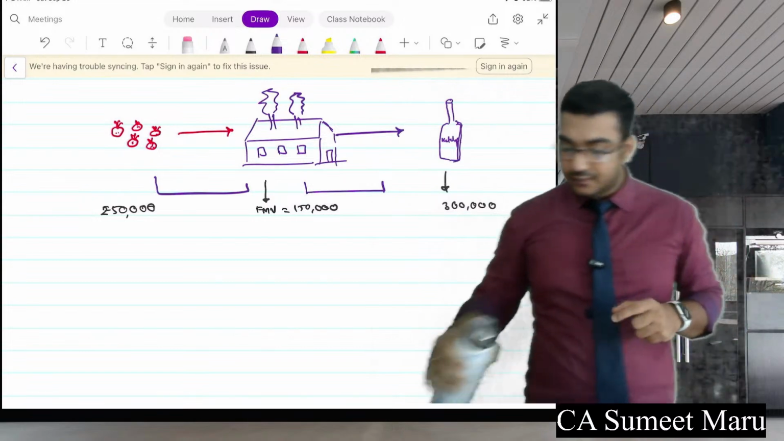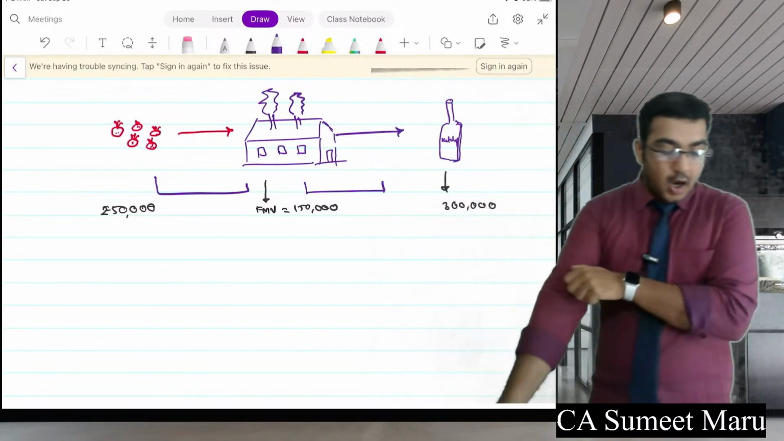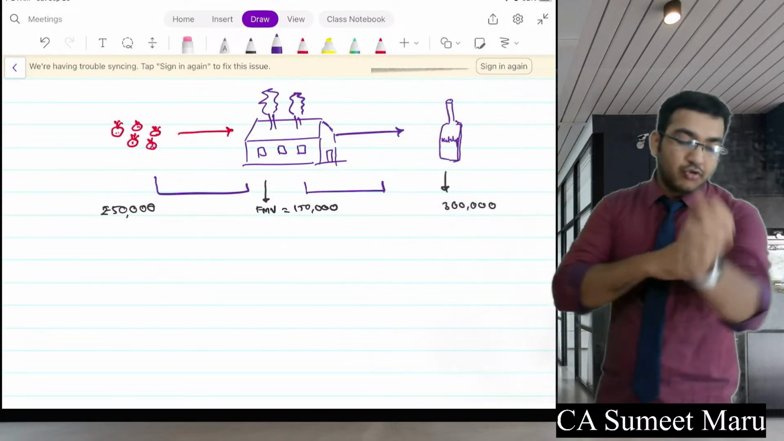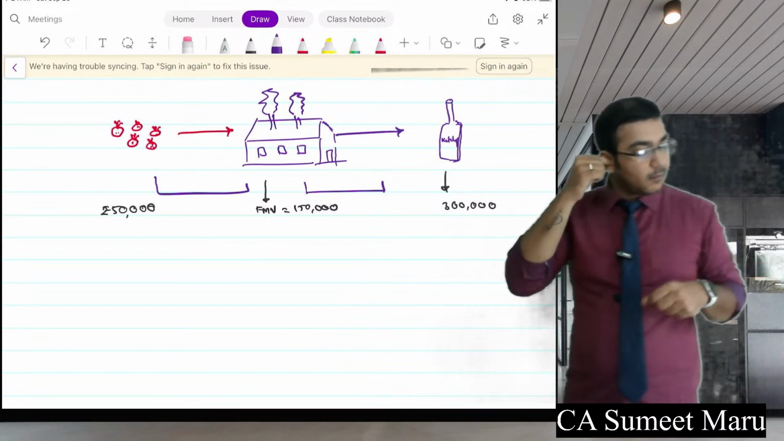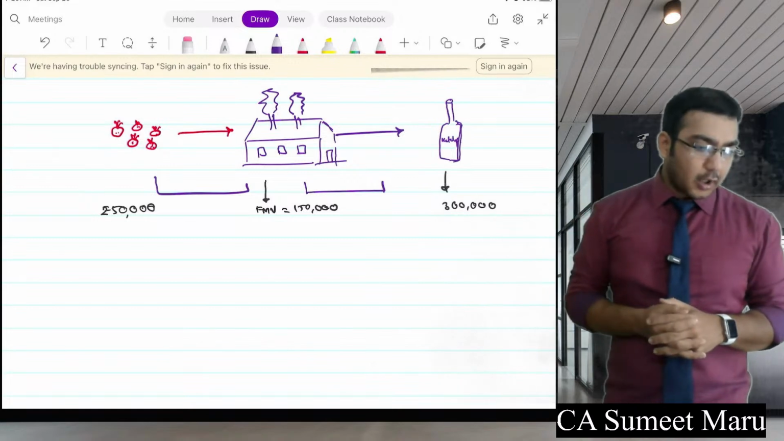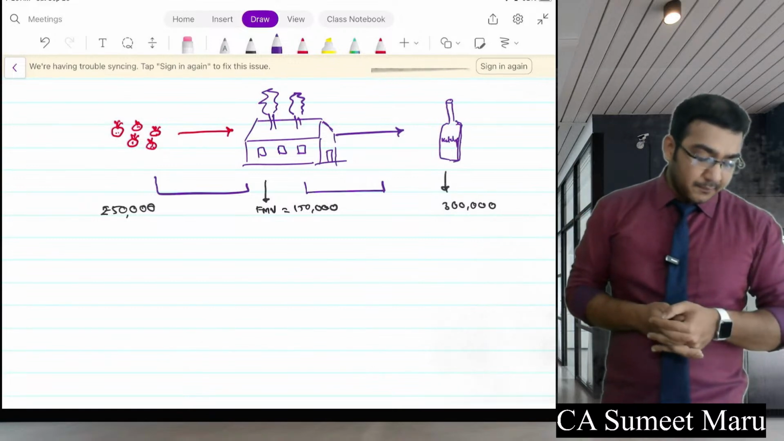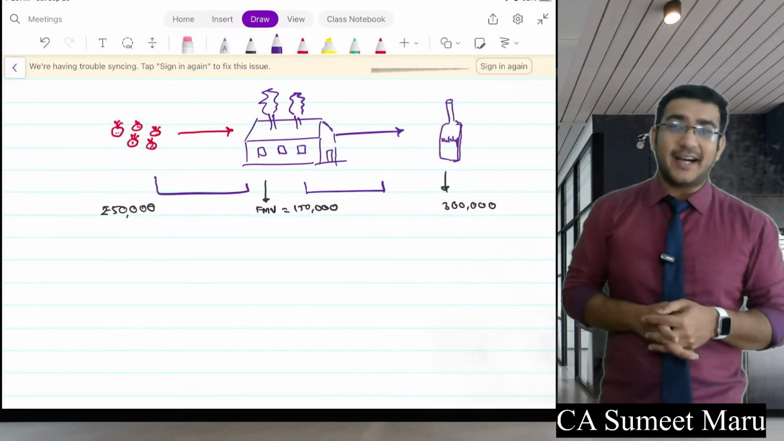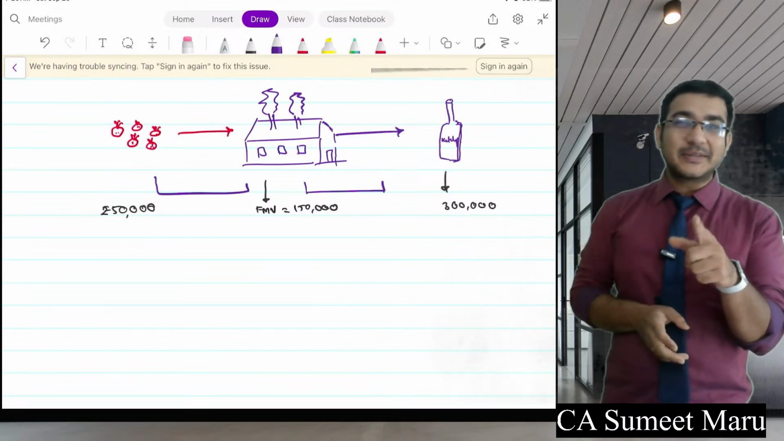Yes guys, how much would be your agriculture income and how much would be your business income? Come on guys, keep answering. Don't sleep in between, okay? I can see you. Yes, yellow shirt, don't sleep in between.